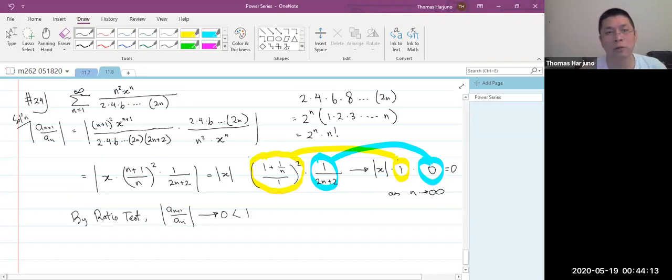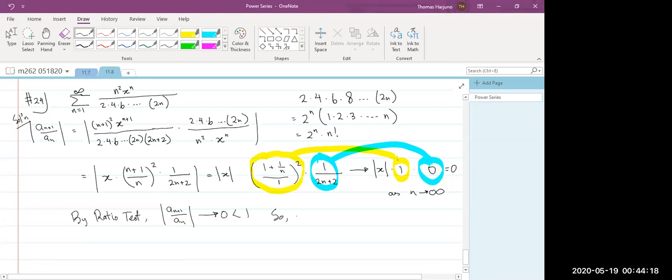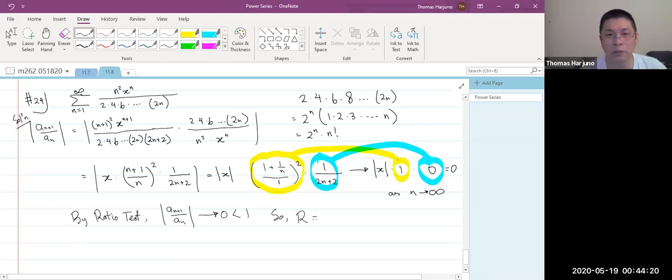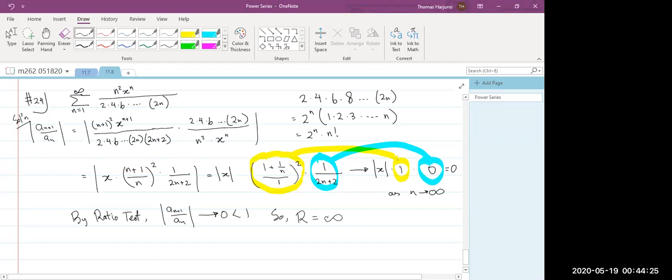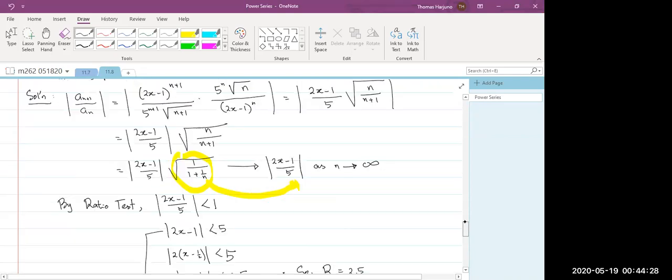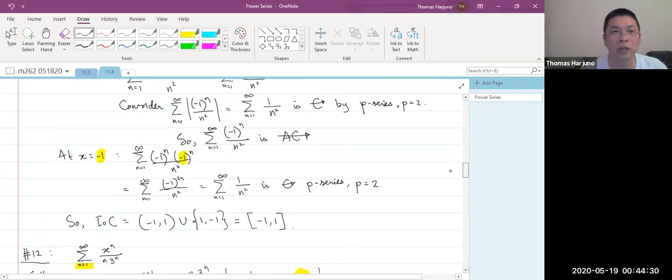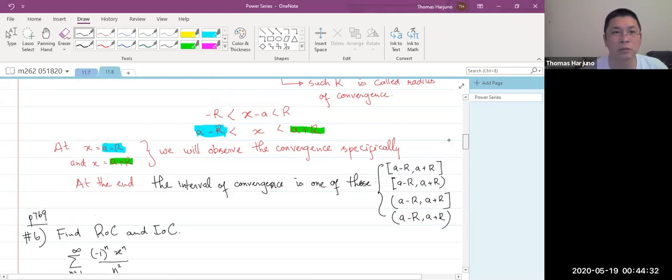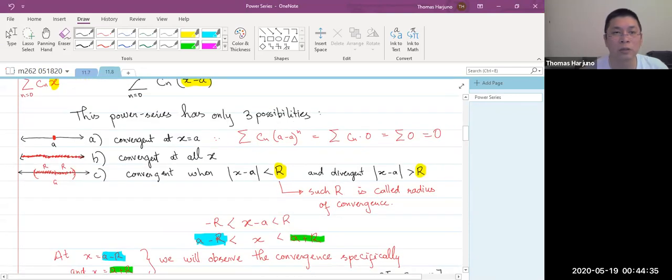So what is the radius of convergence? The radius of convergence is infinity. Okay, now that's actually the second case we have up here. Where's that? Here. That's convergent for all x, which means the radius of convergence is infinity. This is when the radius of convergence is 0.